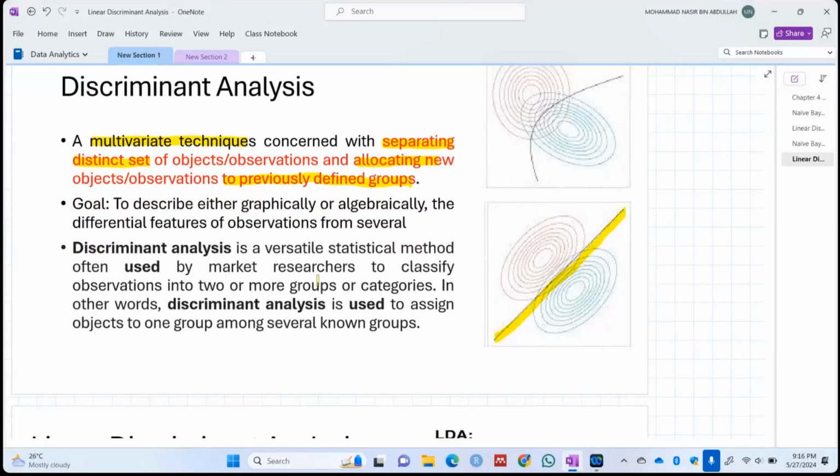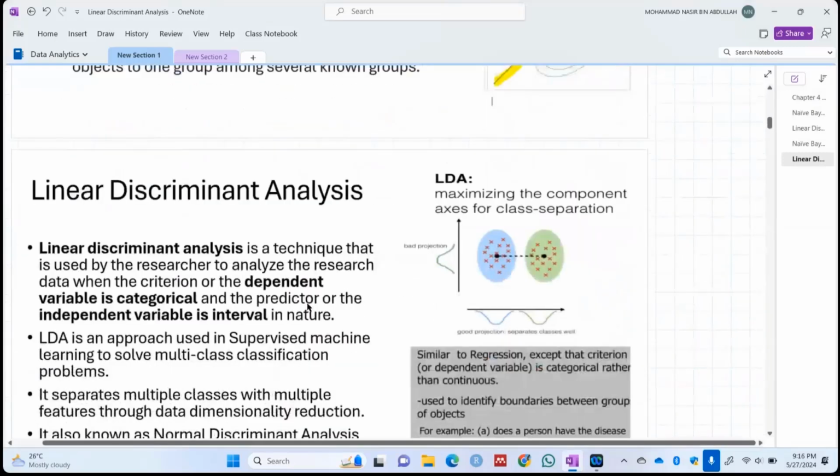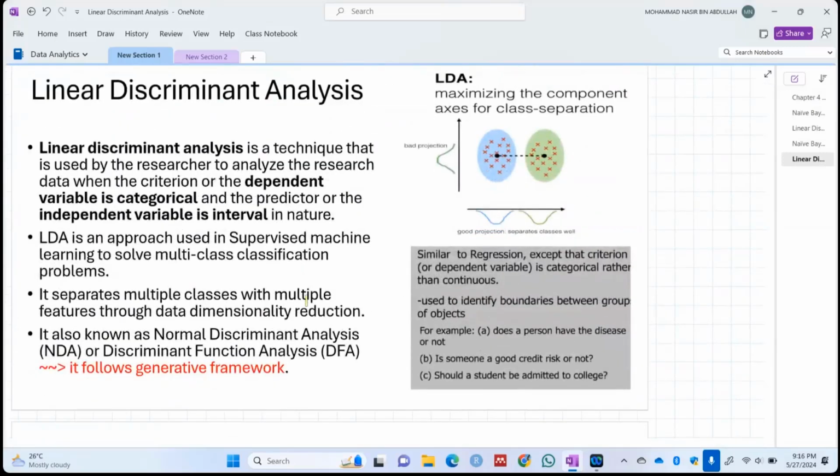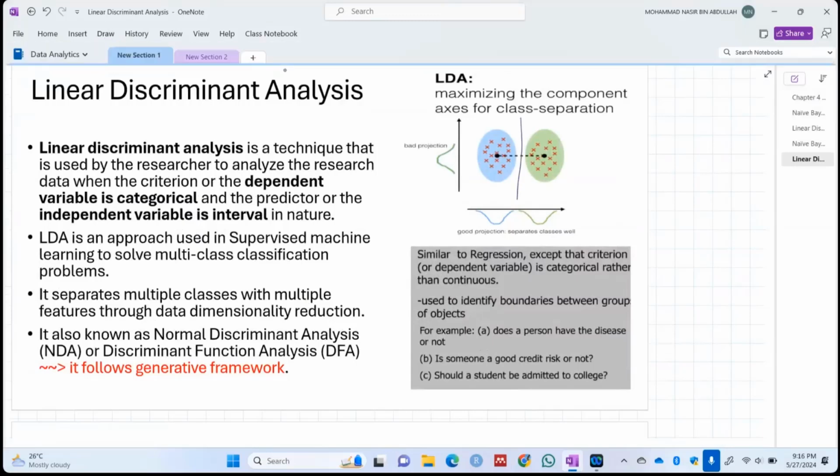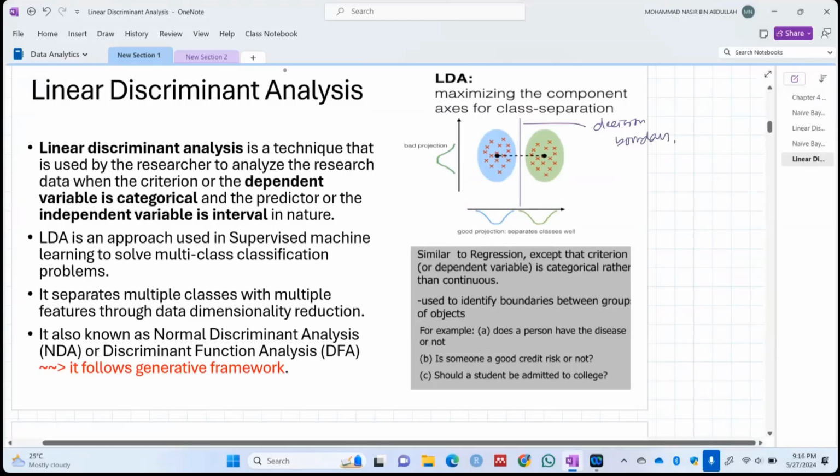This one you can read by yourself. Right. So as I said just now, we want to create a decision boundary from two groups to differentiate two groups. So we want to draw a linear line to differentiate two groups. So this line is called the decision boundary. Right. So remember in logistic regression, how do we make our decision boundary?